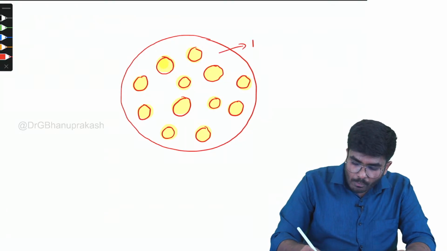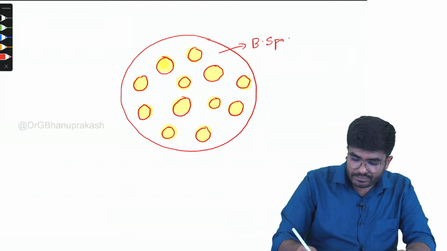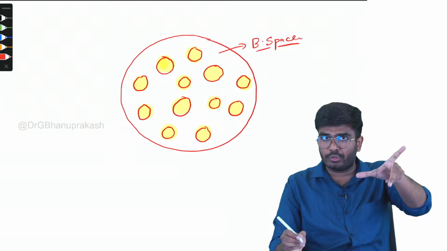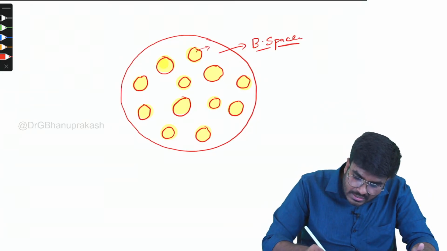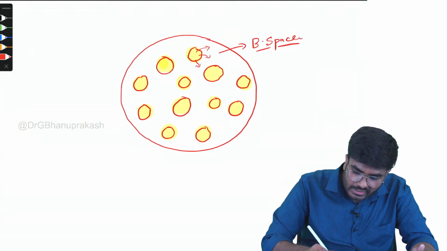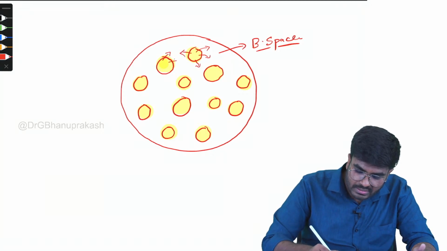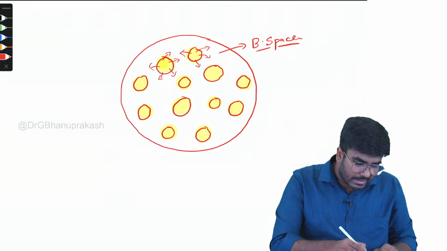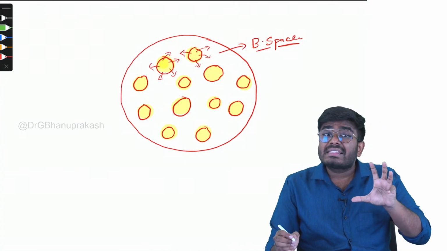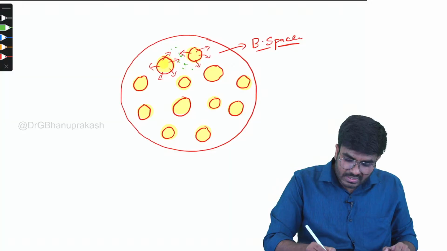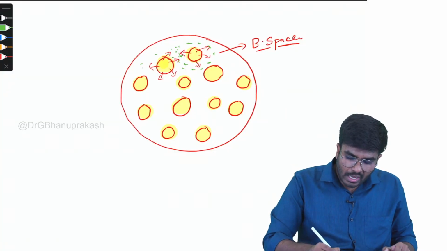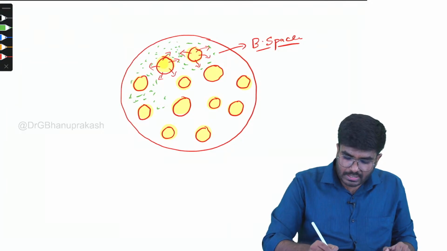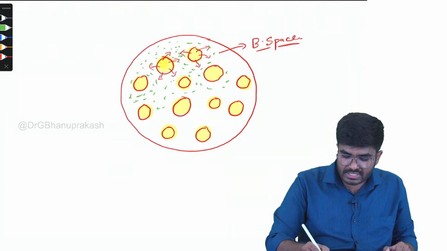Now this is the Bowman's space. I am showing it in a different view. The substances are supposed to leak out like this. Now my question is, there are certain cells here in the Bowman space. There are certain connective tissue cells, connective tissue fibers, different types of cells which are present here.